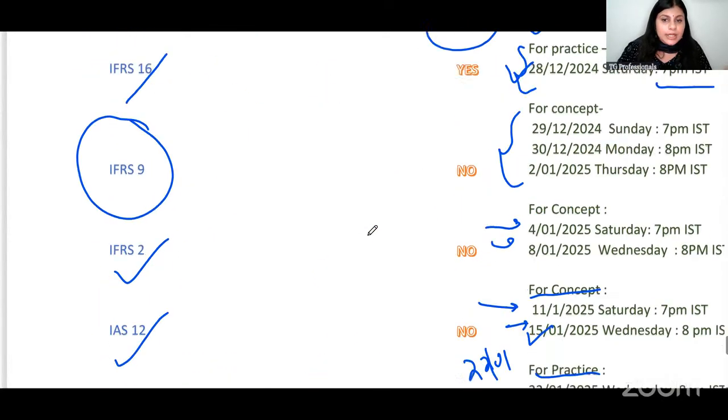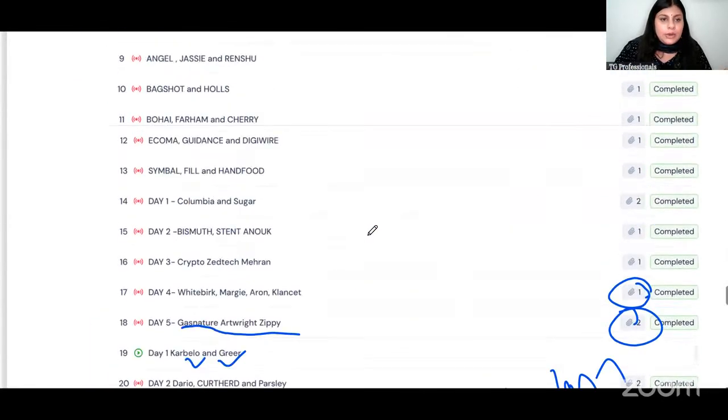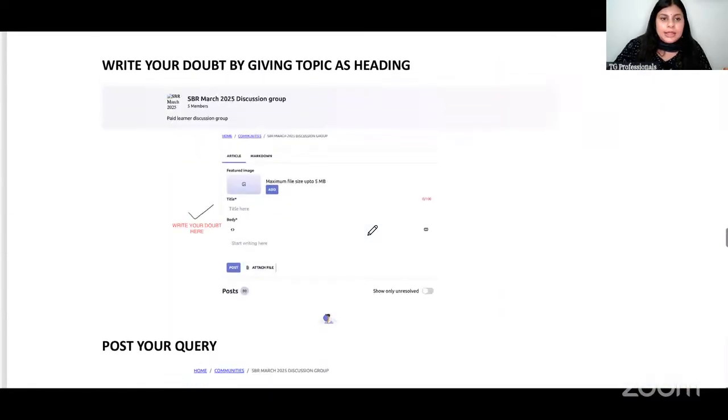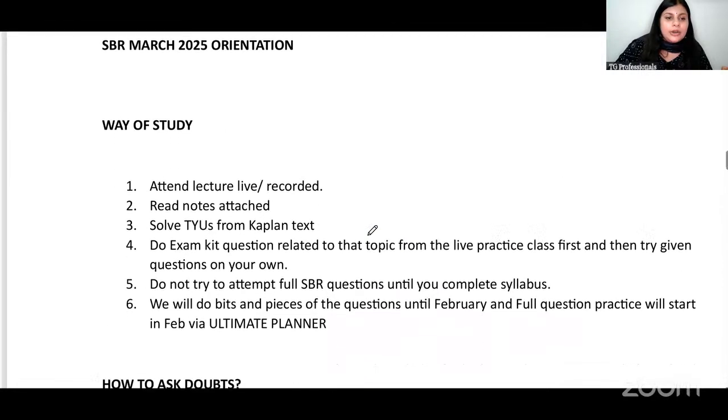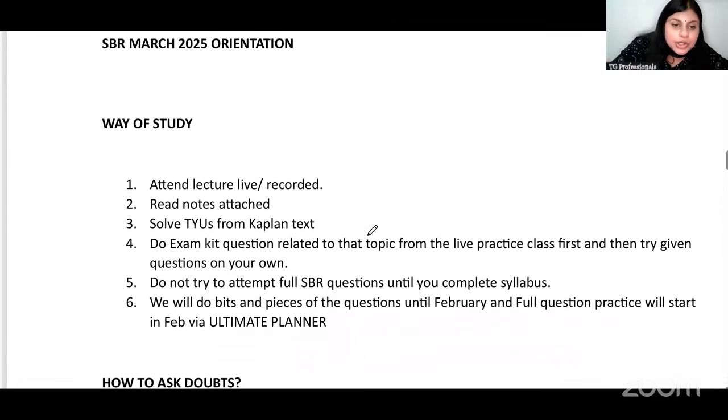Now let's see what we have if you are planning to enroll, and how you can actually study. First, you will attend the lecture, based upon whether it is live or recorded. For example, IFRS 9 is to be done live. So I will share the notes with you prior to the class, so you will have those notes while attending the live session. First, attend the lecture. Read the notes attached. If it is a recorded class, you have the notes attached.